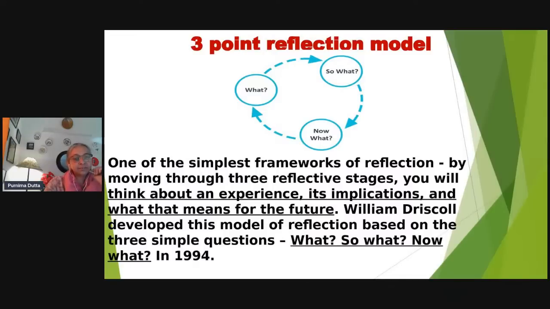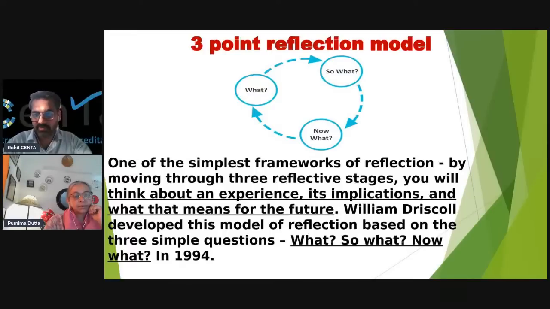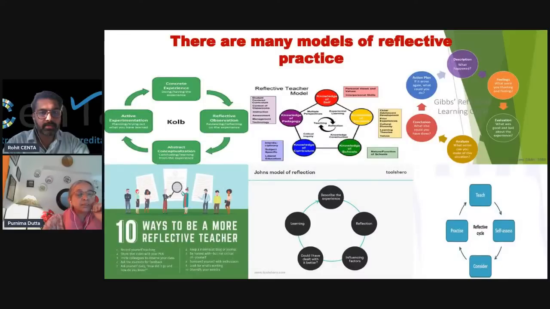Rohit, are you there? Yes, ma'am, I am here. I am waiting for the participants to ask questions. Rohit, has anybody asked any questions? Ma'am, one candidate is asking to please show the previous slide again. Okay, this one? Yes, ma'am.